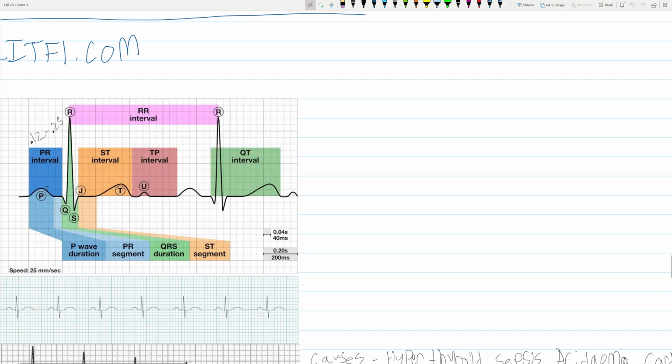So P is going to be our atrial depolarization. This is the depolarization of the atriums, which means we're having atrial contraction. Okay. The next waveform complex we have here is the QRS. QRS is ventricular depolarization, so these are the ventricles contracting. Next, we're going to have the T wave. The T wave represents ventricular repolarization, so these are the ventricles relaxing.